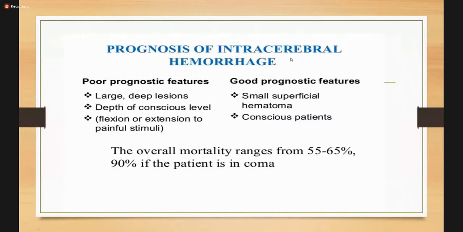The prognosis of intracerebral hemorrhage. What are the good prognostic factors and the bad prognostic factors? The good prognostic factors are a small or superficial hematoma and preserved consciousness of the patient. But the poor prognostic factors are a large, deep hematoma and depth of the conscious level. The more severe the unconsciousness, the greater the flexion or extension to ventral stimuli. The overall mortality ranges from 55 to 65%. 90% of the patients are in coma.